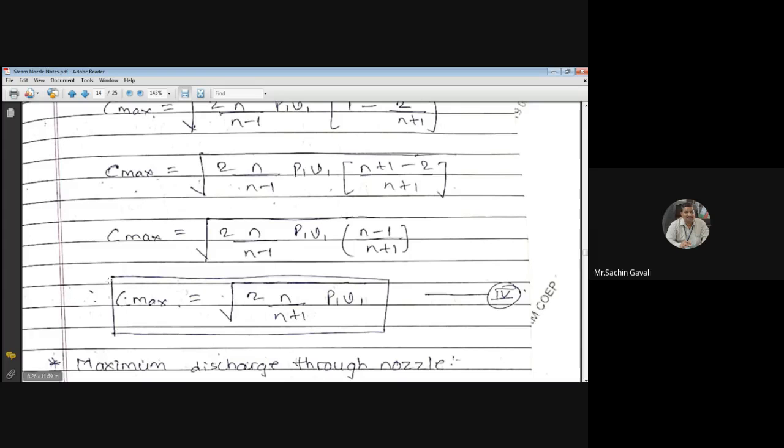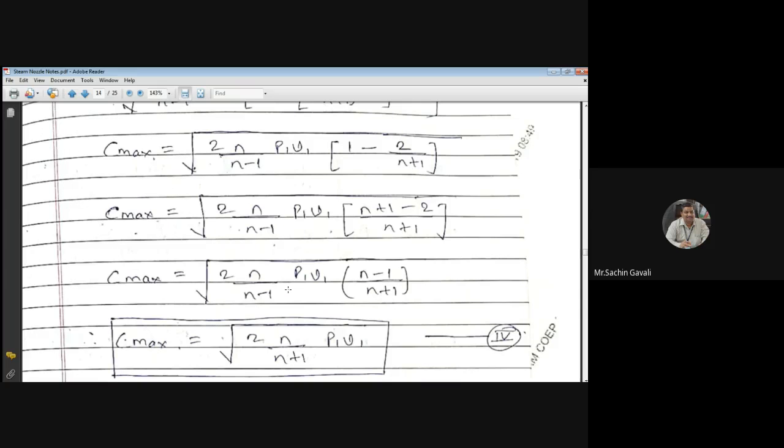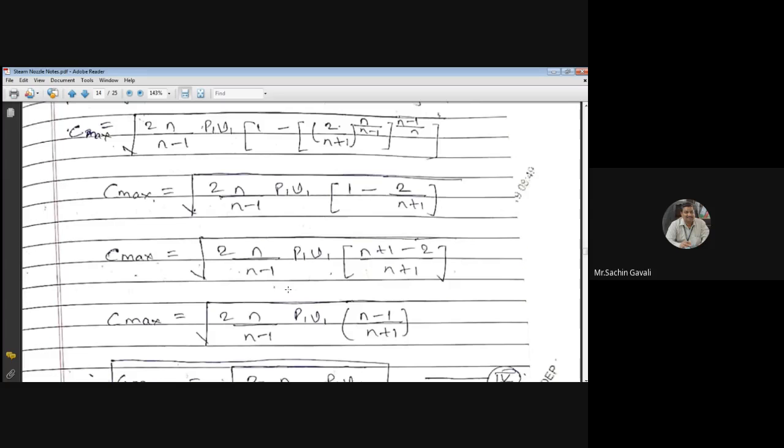With the help of this equation, one can find out the maximum velocity of steam through the nozzle. C max is equal to square root of 2 into n upon n plus 1 P1 V1. It depends on what? n and P1 V1, the initial condition of steam. Understood? Written?